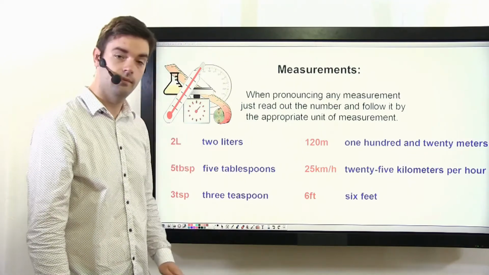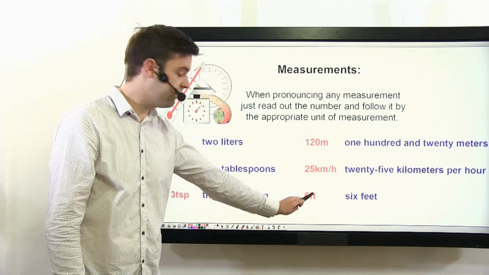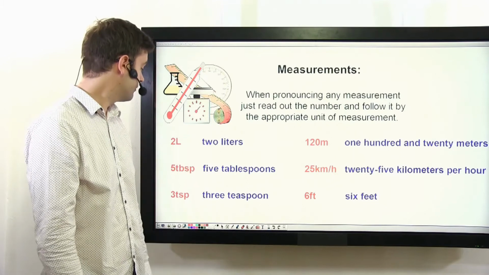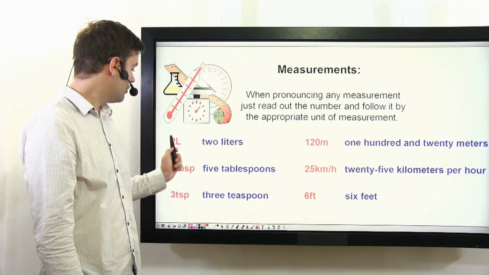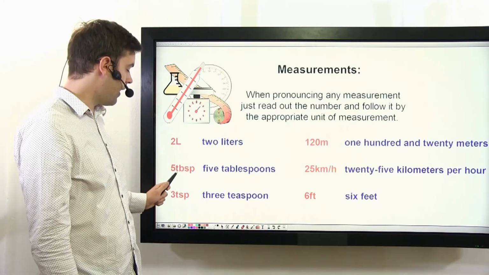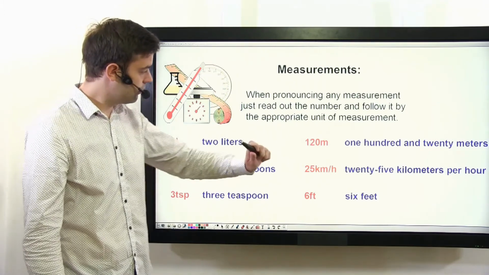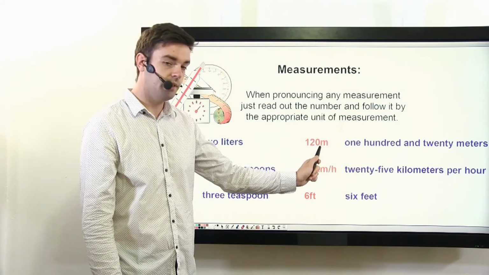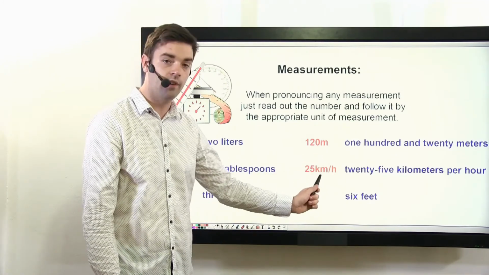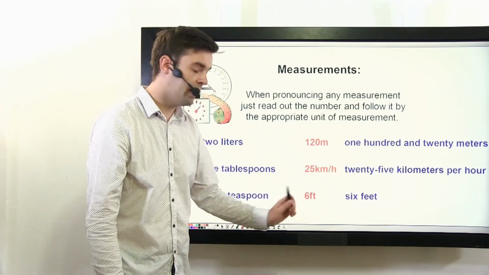6 feet. So, 2 liters, 5 tablespoons, 3 teaspoons, 120 meters, 25 kilometers per hour, and 6 feet.